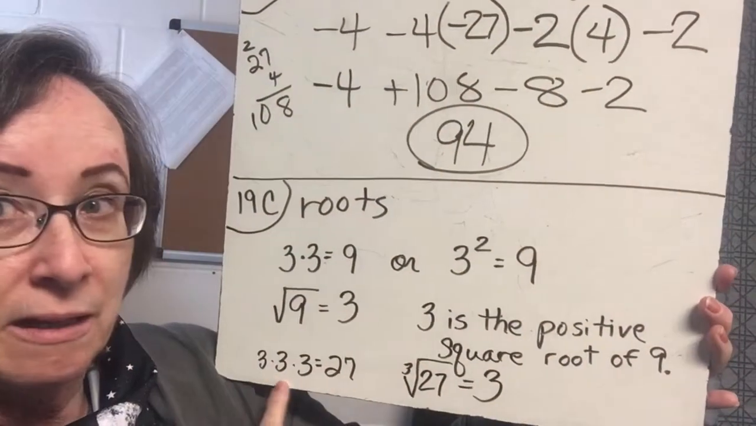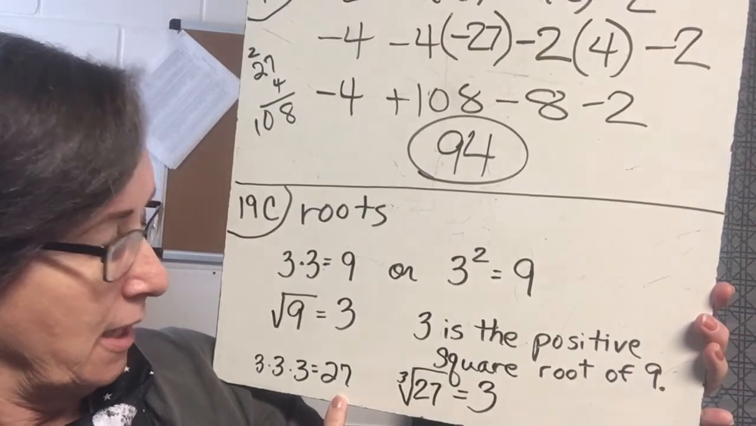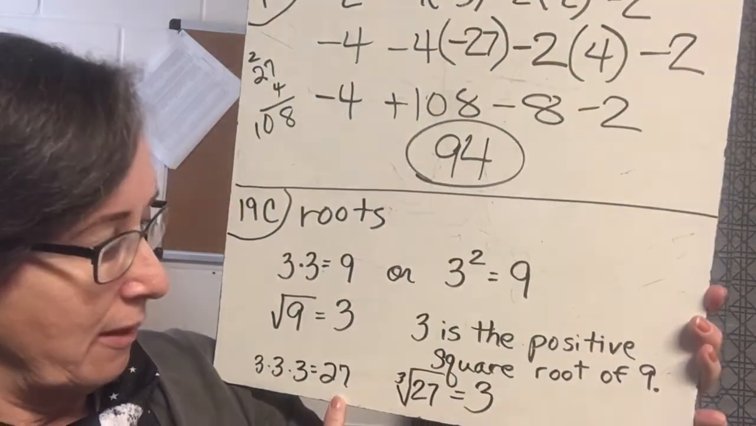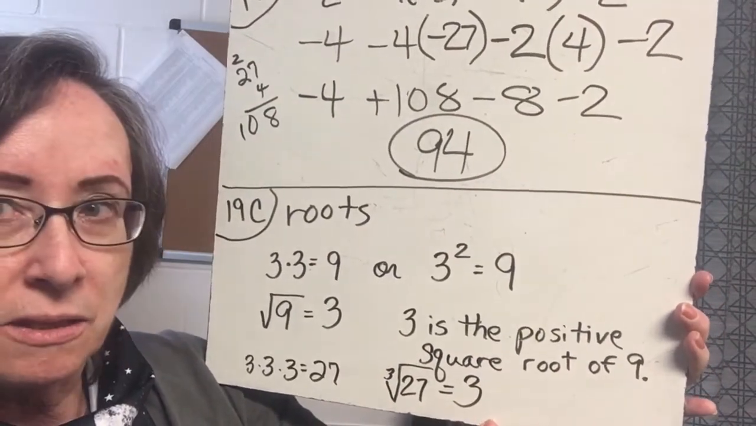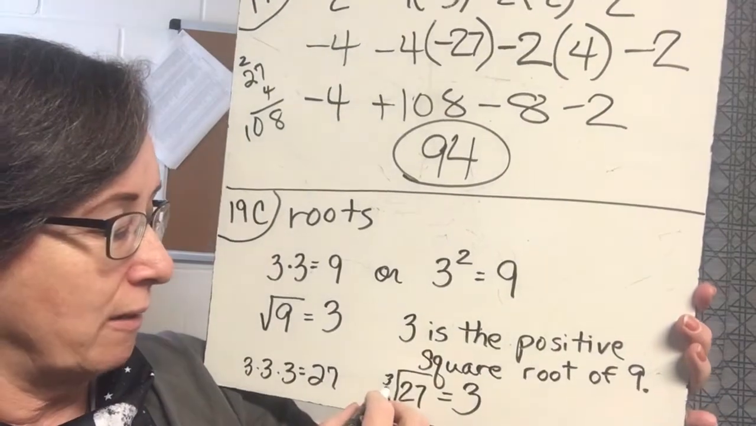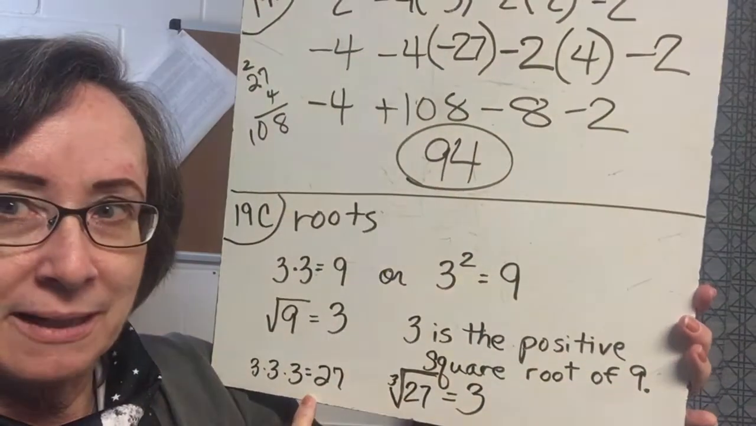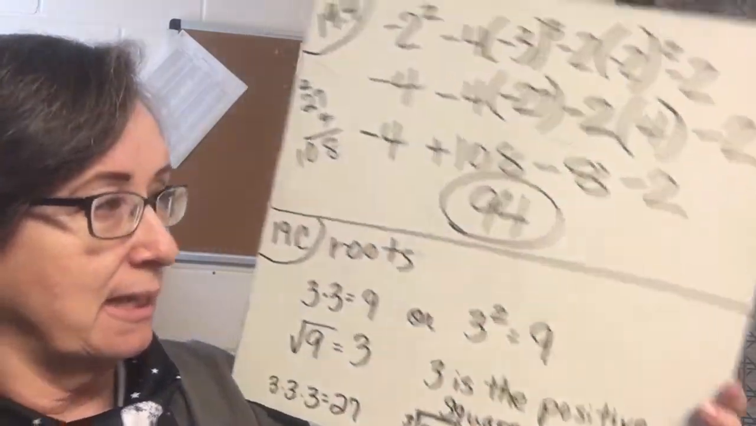So if I had 3 times 3 times 3, I'd get 27. So 3 cubed is 27. Therefore, the cubic root of 27 is 3. So our radical is undoing the power, isn't it? It's going backwards on that power process. So let's look at the next little part here.